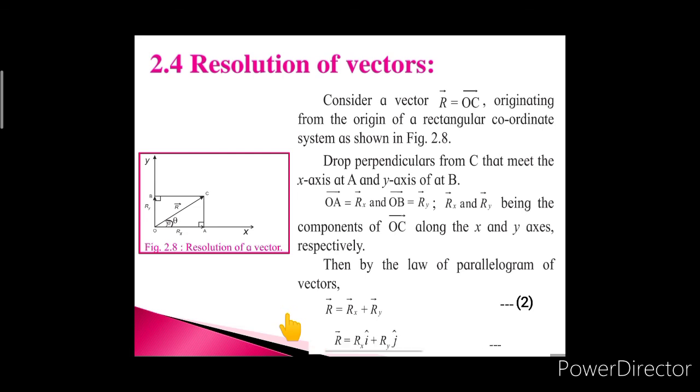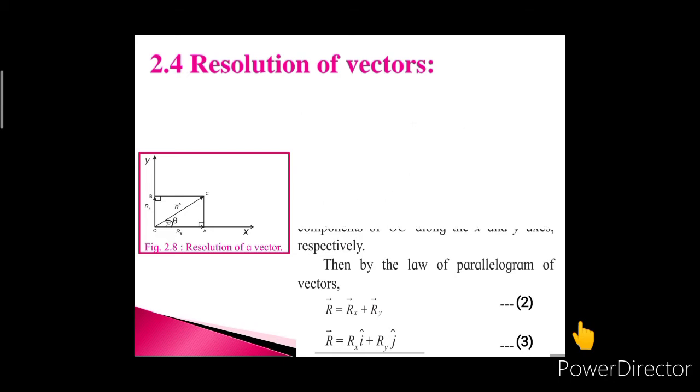So, Ry vector can be written as Ry into j cap. In the next step we write vector R is equal to Rx i cap plus Ry j cap. Give it equation number 3, where i cap and j cap are unit vectors along the x and y axis respectively, and Rx and Ry are the magnitudes of the two components of vector R.